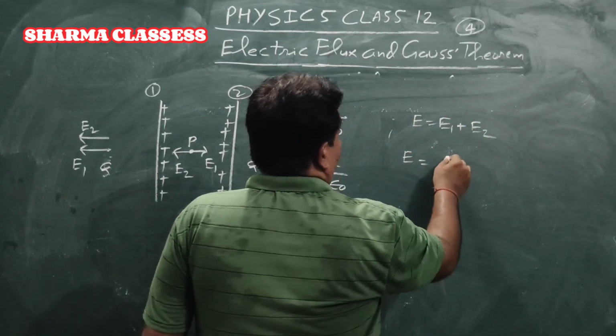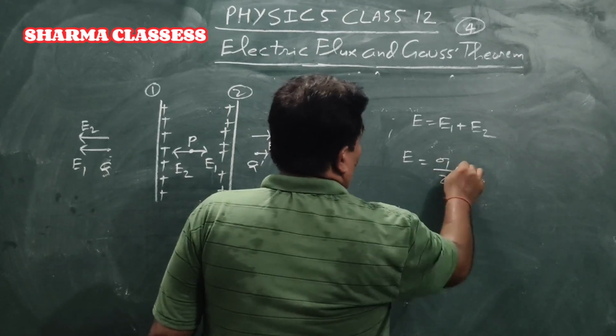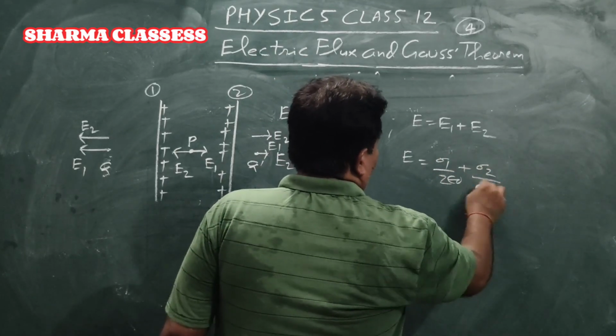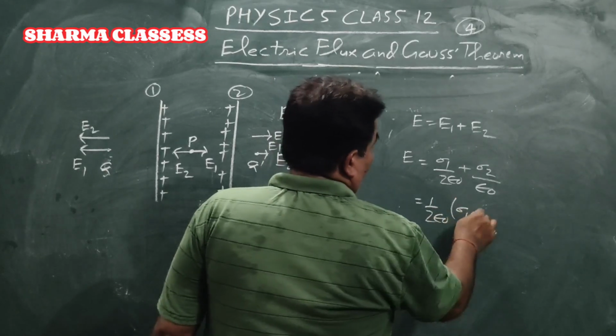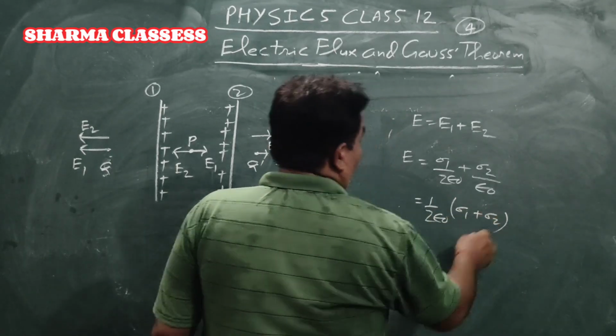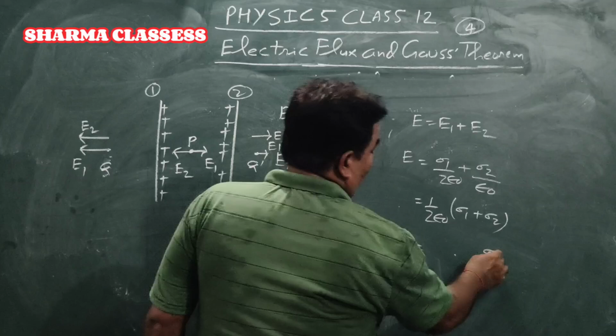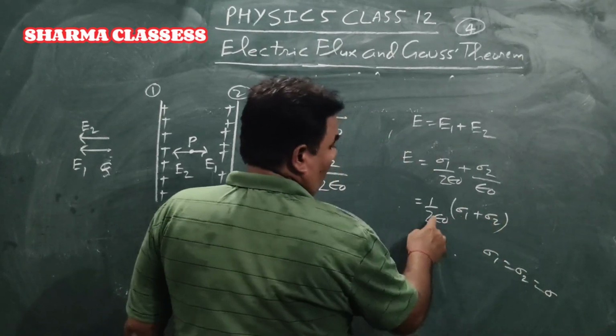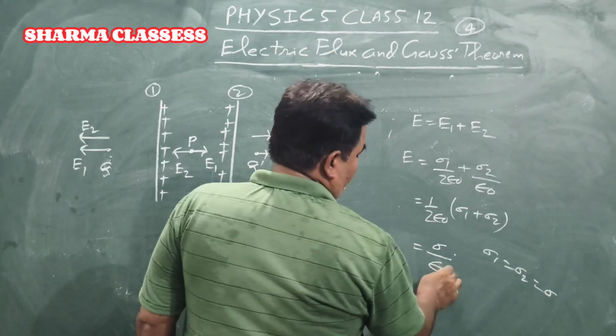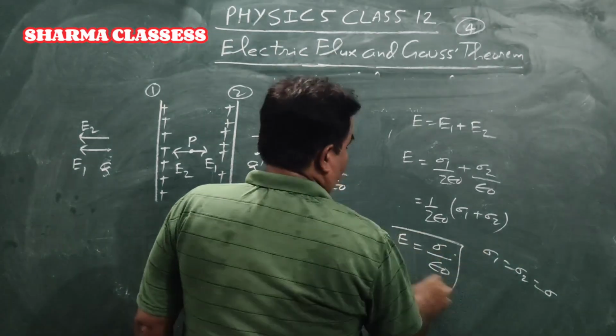Adding them, sigma1 upon 2 epsilon 0 plus sigma2 upon 2 epsilon 0. 1 upon 2 epsilon 0 is common, so sigma1 plus sigma2. When they are the same material, sigma1 is equal to sigma2 is equal to sigma. When we put this in, the 2 cancels out, giving sigma upon epsilon naught. Just outside, the intensity is this.